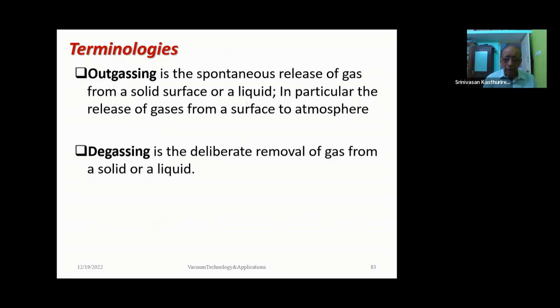What is degassing? Degassing is the deliberate removal of gas molecules. How do we do this degassing? You normally evacuate or you heat. In both cases, gas molecules adhering to the surface will come out.